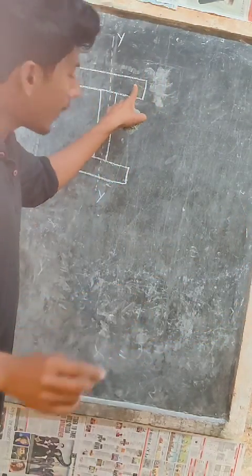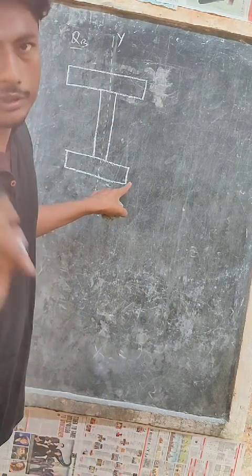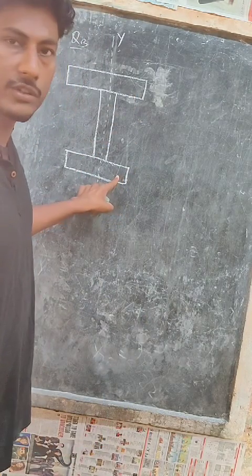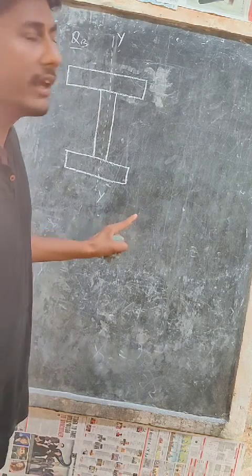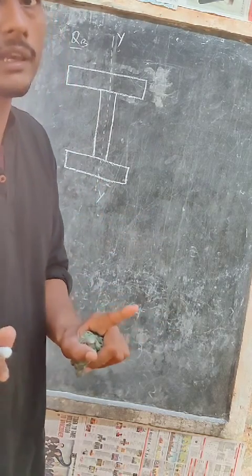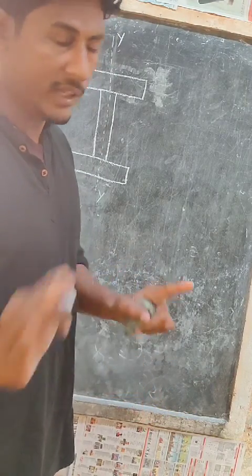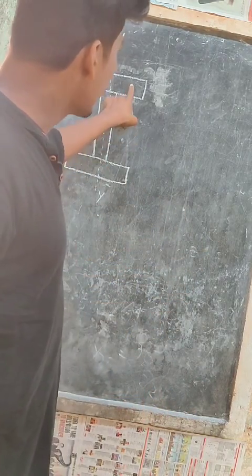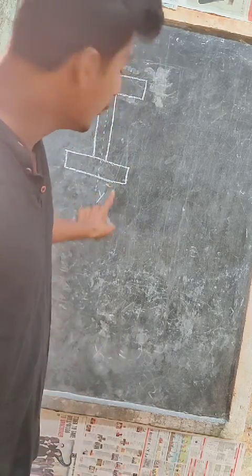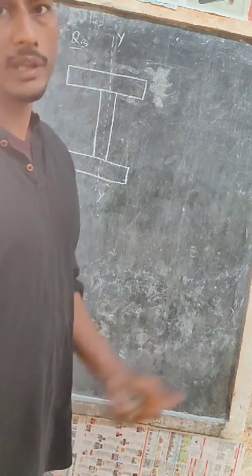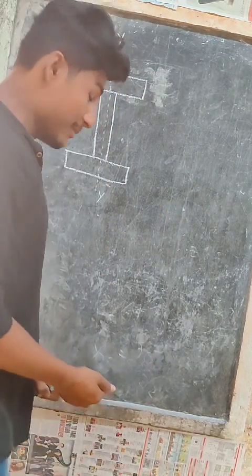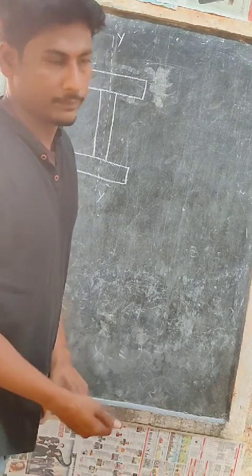So if the top plane and bottom plane are equal, then it will be symmetrical about the x-axis as well as the y-axis. But in this case, if the top plane is not equal to the bottom plane, then it will be symmetrical about the y-axis only.